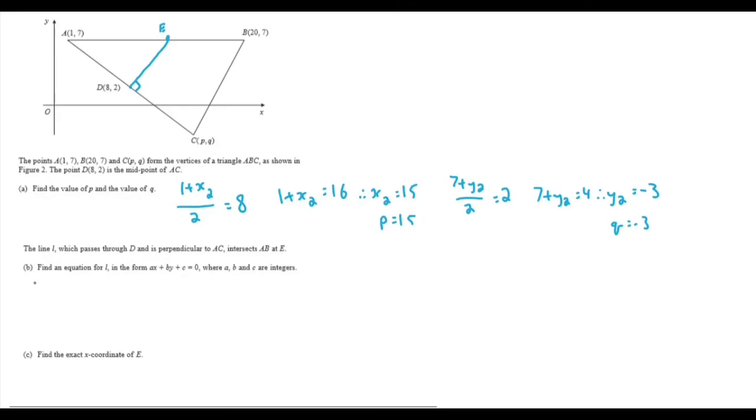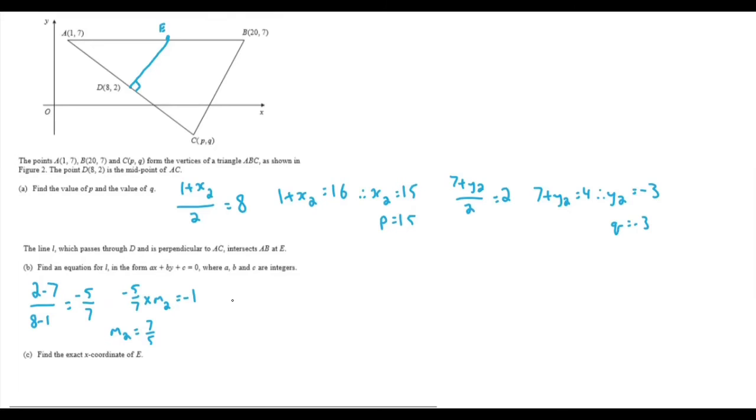So what we'll say is we'll have 2 minus 7 over 8 minus 1. That's going to give us minus 5 over 7 as our gradient. Well, the gradient of AD. Because this line here is now perpendicular to it, we'll be saying that minus 5 over 7 times m2 equals minus 1. So m2, if you divide this across, is going to end up at 7 over 5.